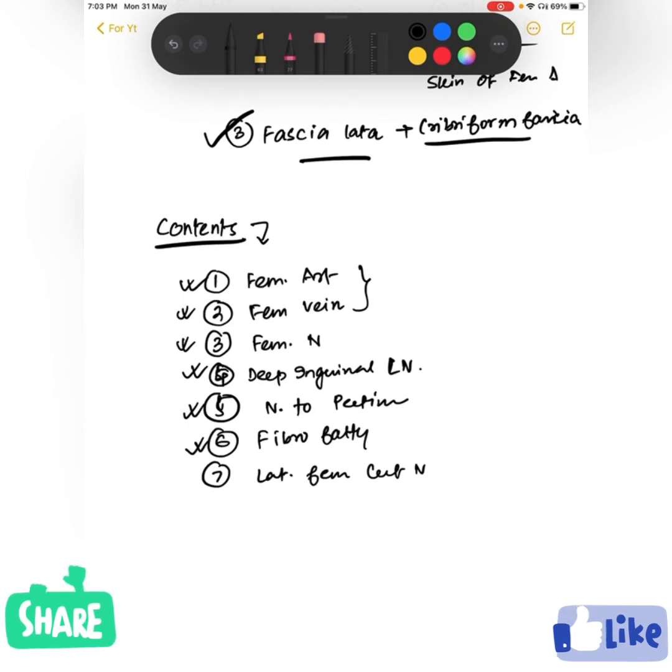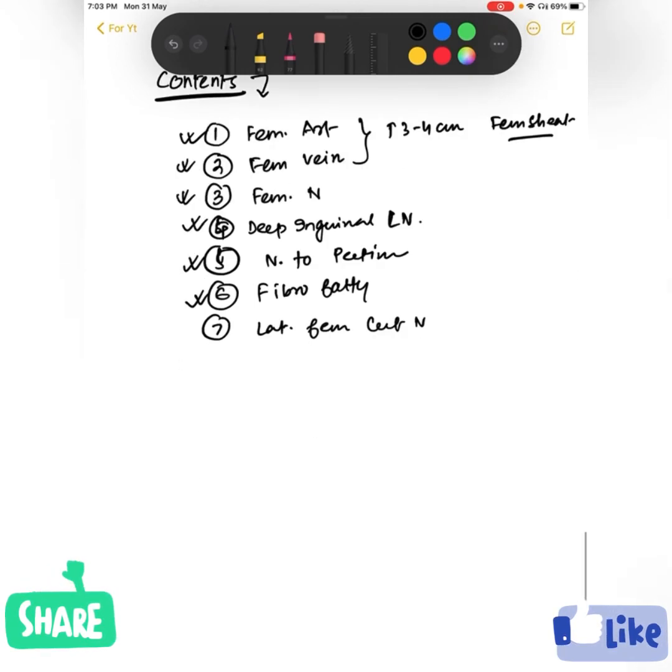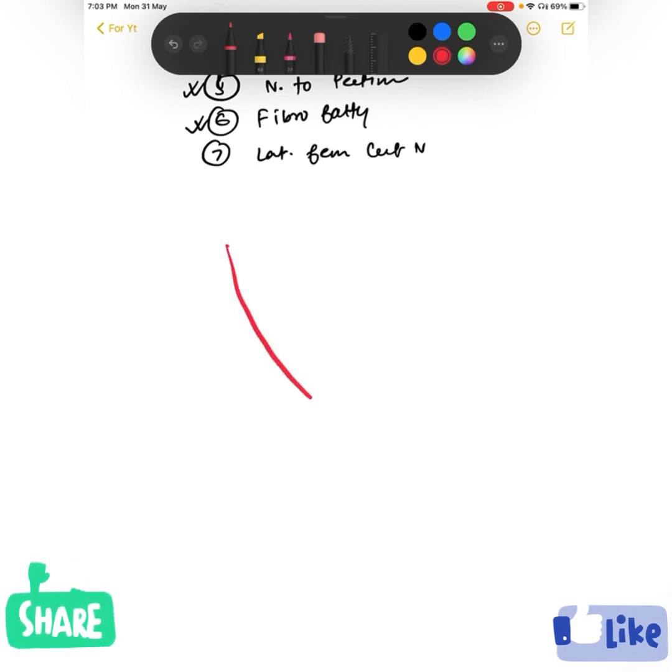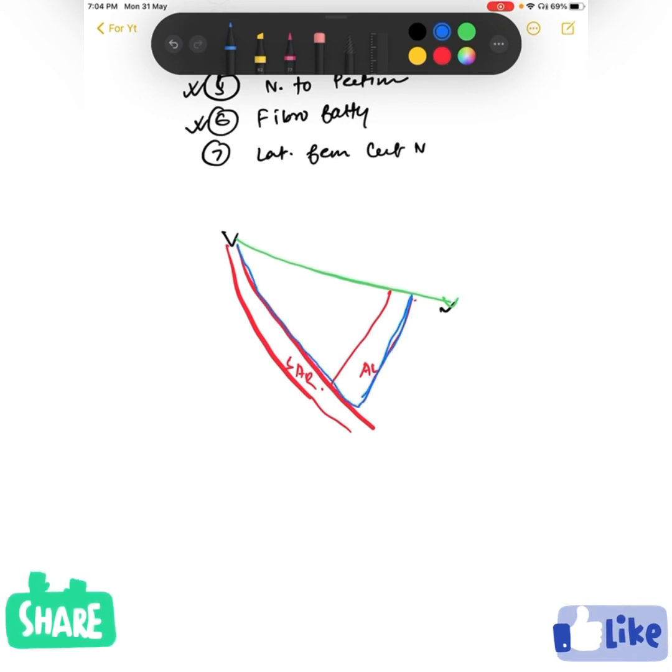The femoral artery and femoral vein are covered by a tough fascia in their upper 3 to 4 centimeter region, which is called the femoral sheath. The detailed discussion about the femoral sheath will be done in a separate video, right? Let's draw a diagram. So it is my sartorius. Let's say this one is my anterior superior iliac spine, and this is the pubic tubercle. So here will be my inguinal ligament, right? Inguinal ligament, and let's say this is the adductor longus, and this is sartorius. So by definition, this will be my femoral triangle.